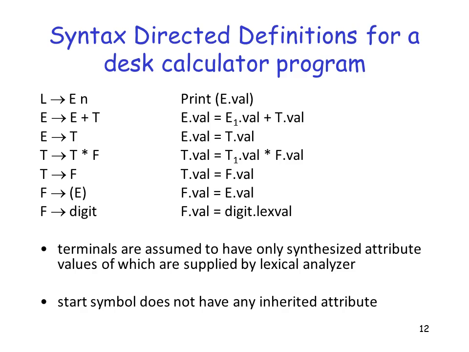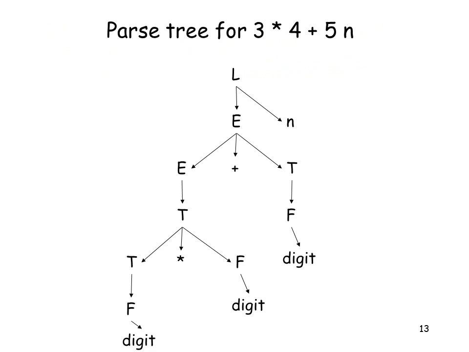Here we are assuming that the start symbol does not have any inherited attribute, and also the digit is a token getting its value from the lexical analyzer. Consider the next slide. It is an example of a parse tree for the expression 3 star 4 plus 5n. The result we are expecting from this expression is 3 star 4 is 12, 12 plus 5 is 17. Essentially the parse tree will be drawn for this. Then after obtaining the parse tree, the token here is 3 star 4 plus 5n, that is the input string. Then we have drawn the parse tree.